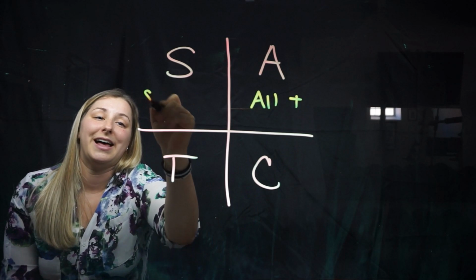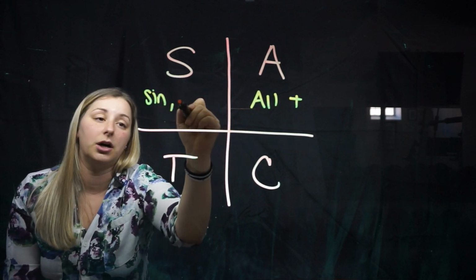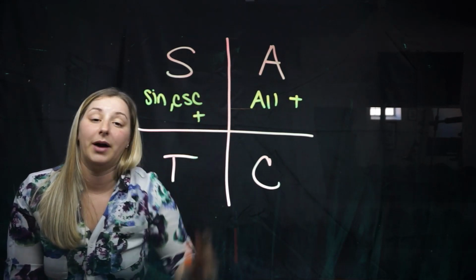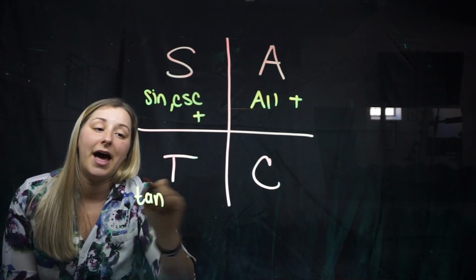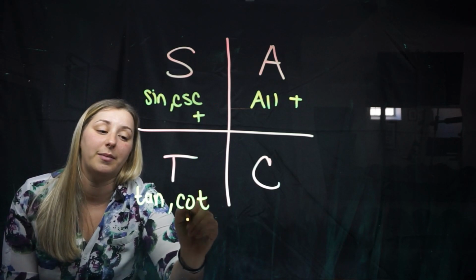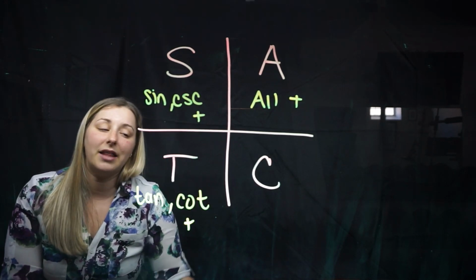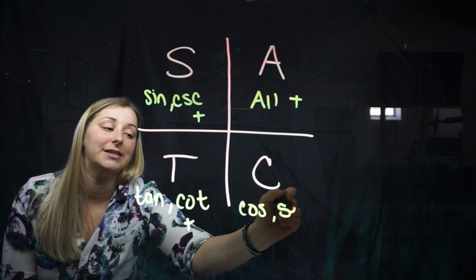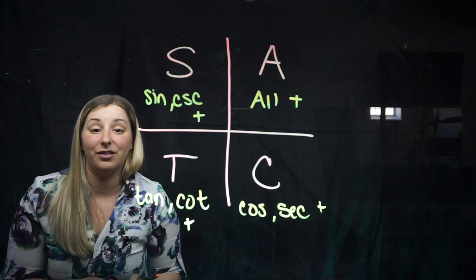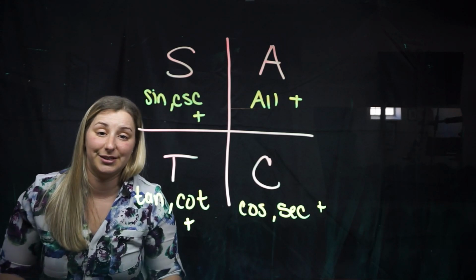S stands for sine, and its reciprocal, cosecant, are going to be positive in the second quadrant. T is for tan, and its reciprocal, cotan, are going to be positive in the third quadrant. And lastly, you have C here, which is cosine, and its reciprocal, which is secant, are going to be positive in the last quadrant. So let's look at some examples.